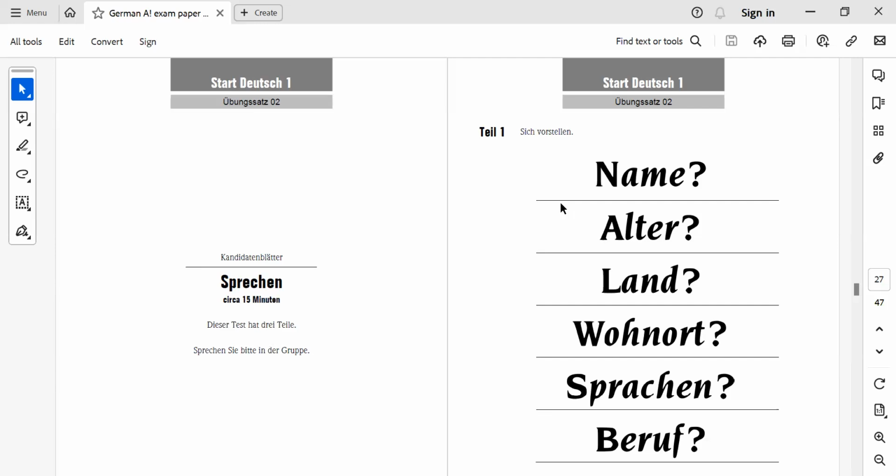Das ist meine Kollegin or das ist mein Kollege, and tell their names, and she will talk about herself also with name. Then she will also give a card to all 4 of you. At a table there are 4 people. She will give the card to you. This card has Name, Alter, Land, Wohnort, Sprachen, and Beruf.